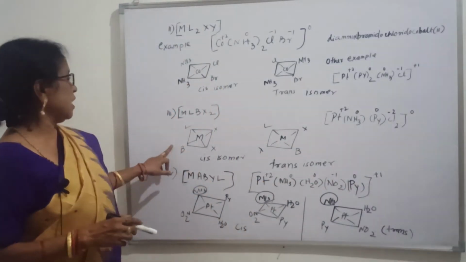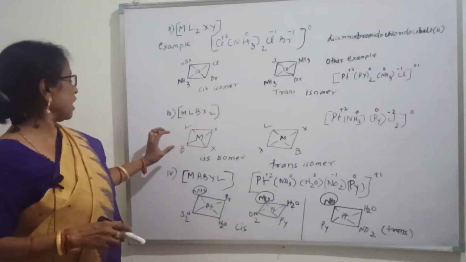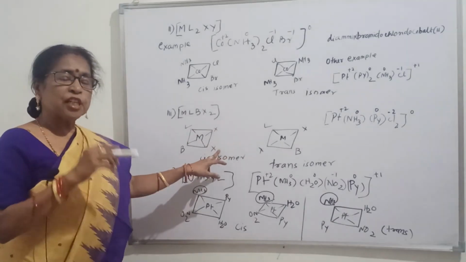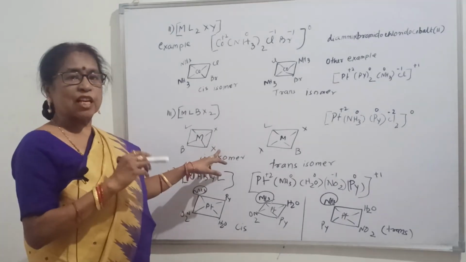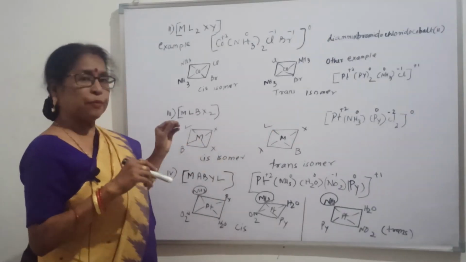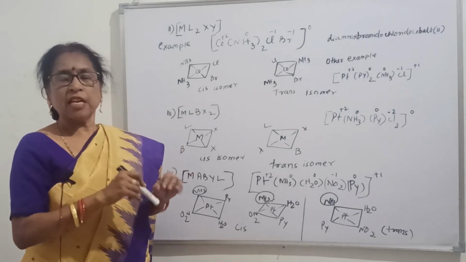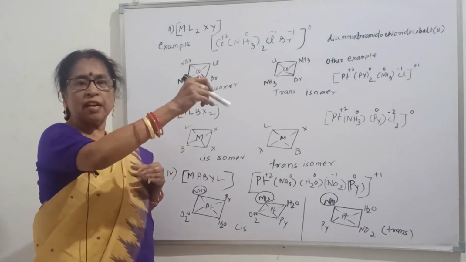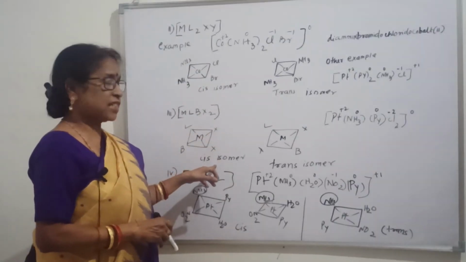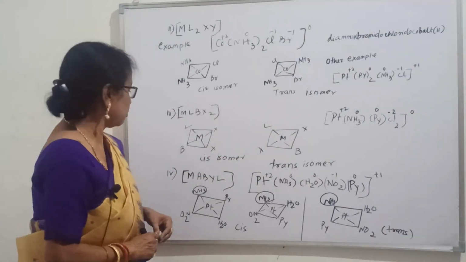And according to this you can write MLX2. X2 means here write XX. You focus on X as a cis isomer, and you should focus on X as a trans isomer. That means X will form cis and X will form trans. If the X ligands are adjacent, on one side, then cis. If the X ligands are opposite to each other, that is the trans isomer.